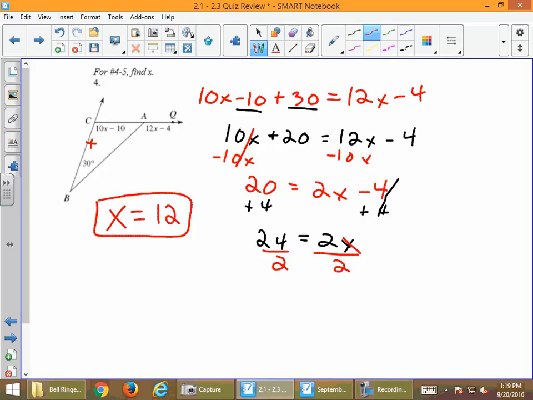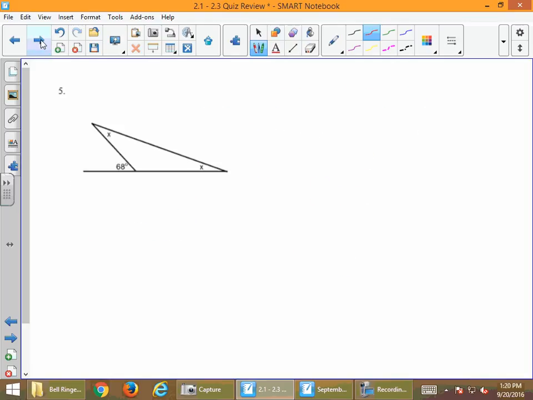Do I need to find those angles? Nope. It just says find x. Found it. Done. And I set those two inside angles equal to the outside angle. Let's look at number 5. Number 5 is very similar to it. It's actually a little easier, but let's look at it.